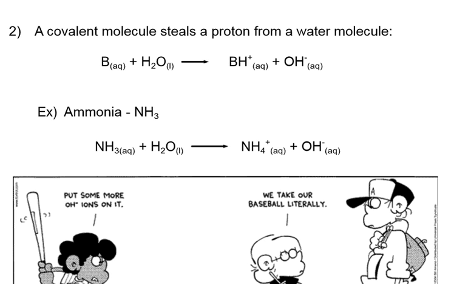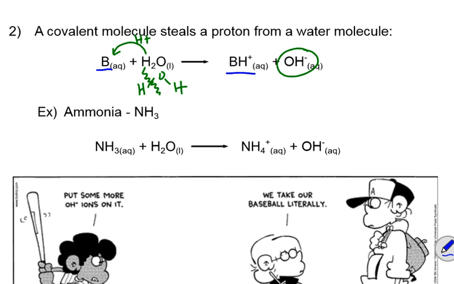The second way that bases can produce a hydroxide ion is when a covalent molecule steals a proton from a water molecule. So here is an example, where I put B as sort of any covalent molecule. If it actually steals this proton here from the water, well, what's the water left with? If this is my H2O molecule, if I take away a hydrogen, what am I left with? I'm left with just OH with a negative charge. So that's how this would make OH- and therefore be classified as a base. And then what are you left with? Well, the hydrogen attaches onto the B, and you have BH+.